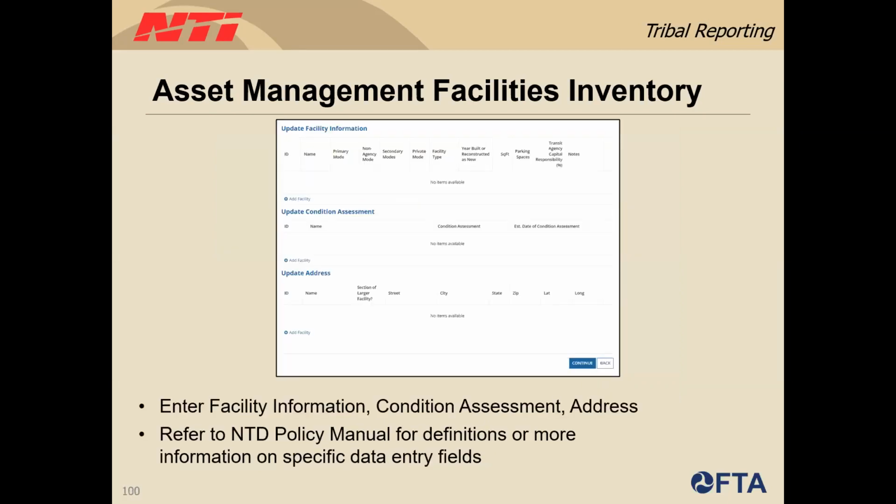There are 3 sections for you to complete when adding a new facility: facility information, condition assessment, and address. And again, if you are unsure of how to complete any of these data entry fields or have questions about any of the definitions in this form, you can always refer to the NTD policy manual, or you can always reach out to your analyst for clarification.